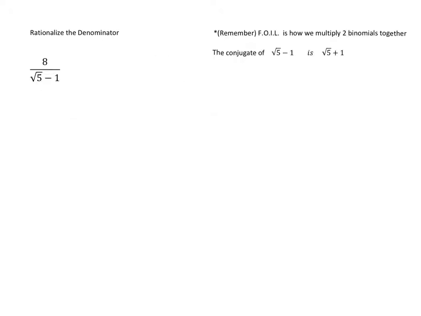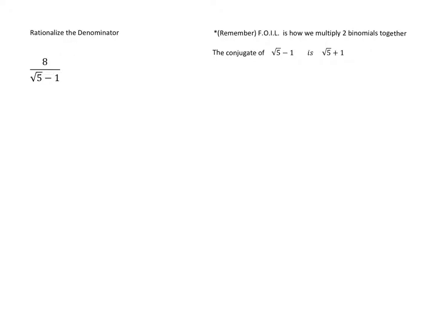So for this example, we're going to rationalize the denominator. And if you notice, our denominator contains more than just a simple radical sign. It has the square root of 5 minus 1, which contains 2 terms. So in order to rationalize, what we're going to do is multiply by the conjugate.